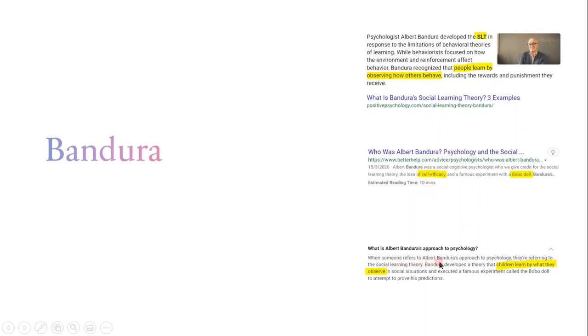So when someone refers to Albert Bandura's approach to psychology, they're referring to the social learning theory. Bandura developed a theory that children learn by what they observe in social situations and executed a famous experiment called the Bobo doll to attempt to prove his predictions. Quick summary of the Bobo doll experiment.